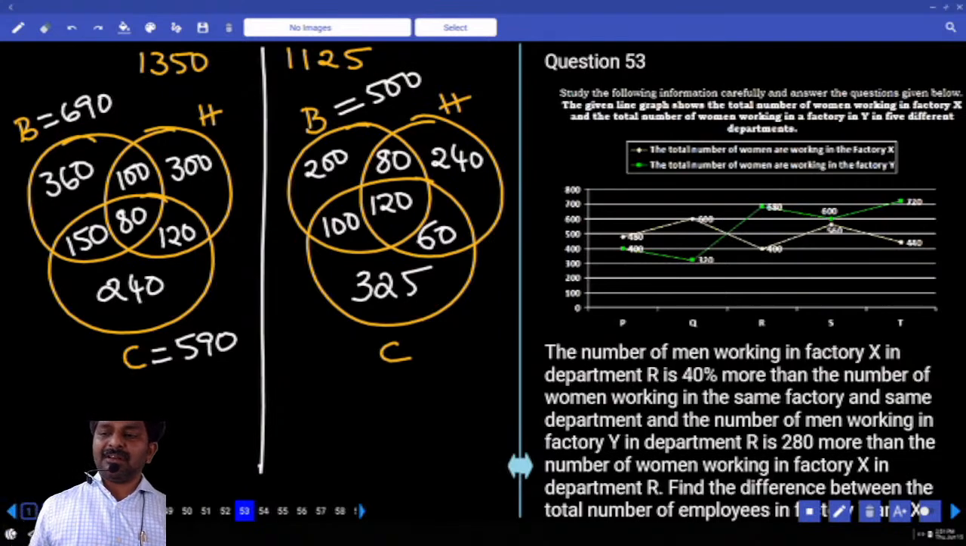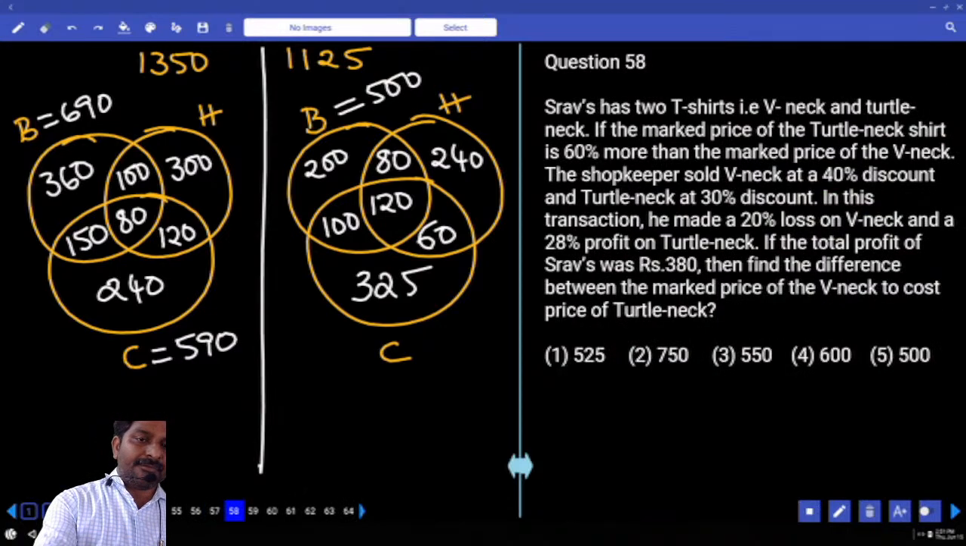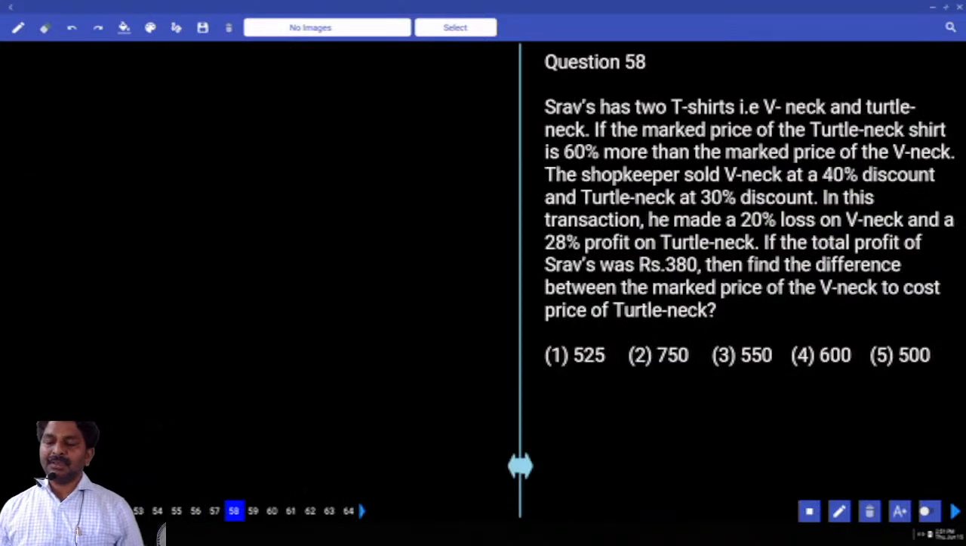You don't even have to convert into a table because the numbers are already there. If you want me to discuss, yes, I will. Sure. From question 58 onwards, come on.